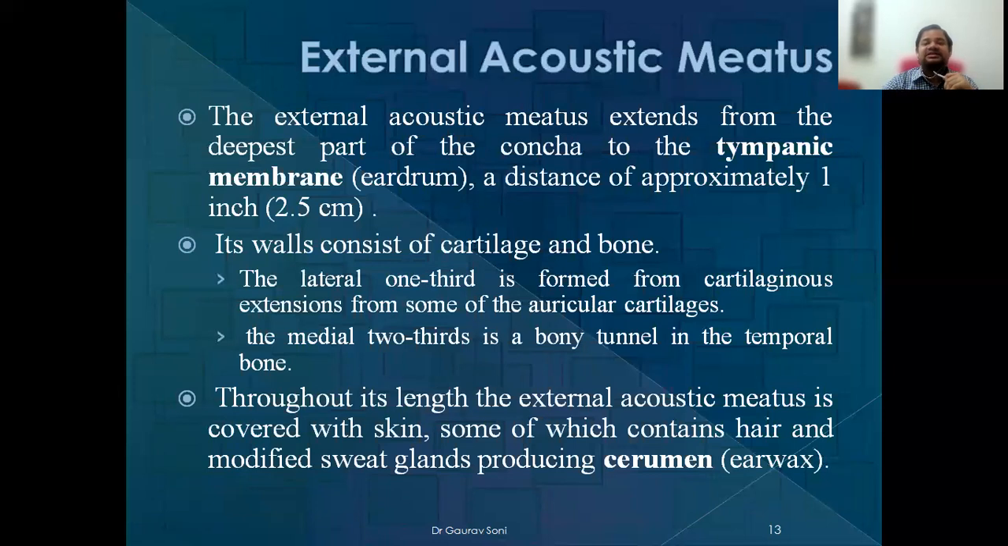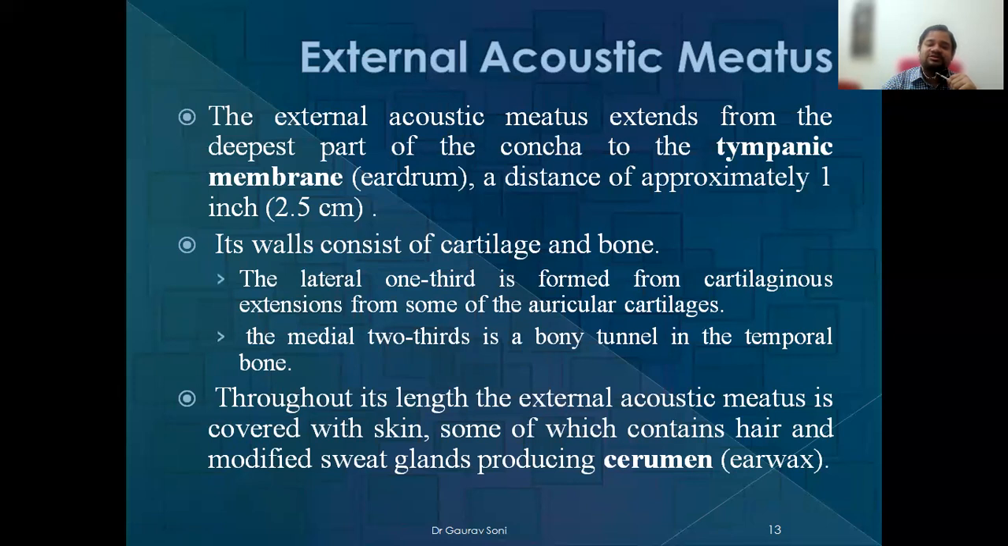The next part of the external ear is the external acoustic meatus, that is, the canal. It extends from the deepest part of the concha to the tympanic membrane, and the approximate distance is 1 inch or 2.5 centimeters, or it's better to take 2.4 centimeters, converted to 24 mm. Its wall consists of cartilage and bone. The lateral one-third is made from cartilage and its extensions, and the medial two-thirds is from the bony tunnel in the temporal bone. So the lateral one-third becomes 8 mm, and the medial two-thirds becomes 16 mm. So the cartilage part is 8 mm and the bony part is 16 mm.